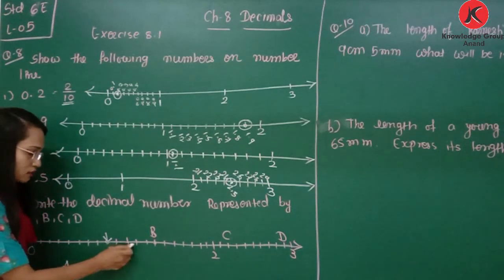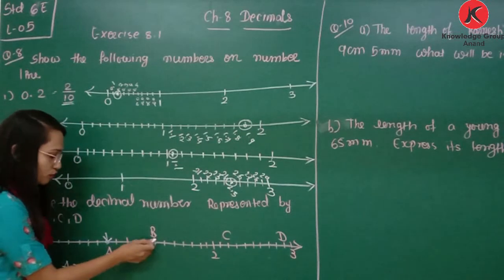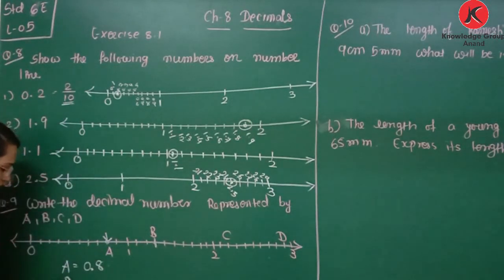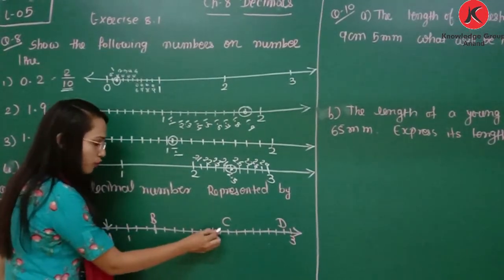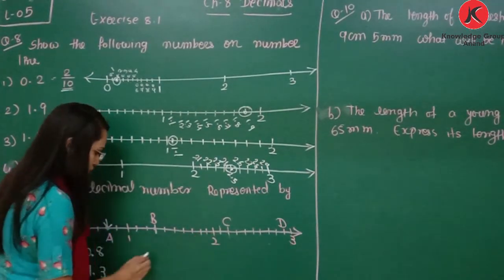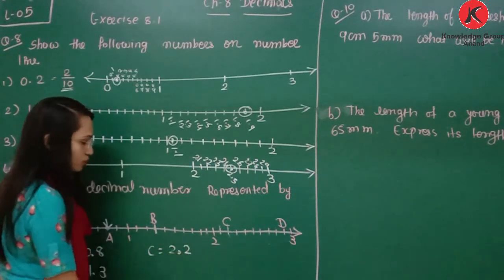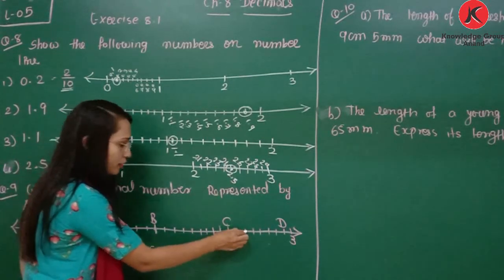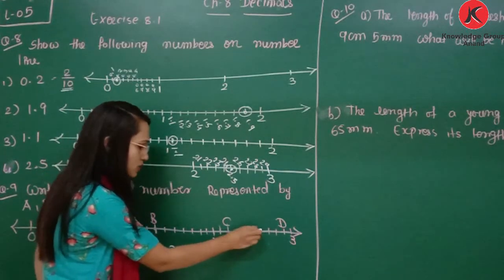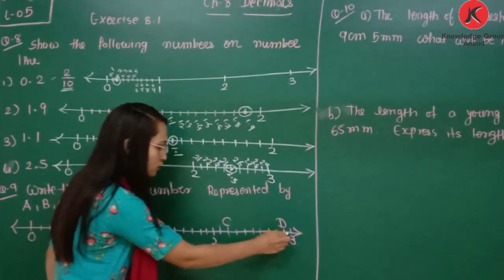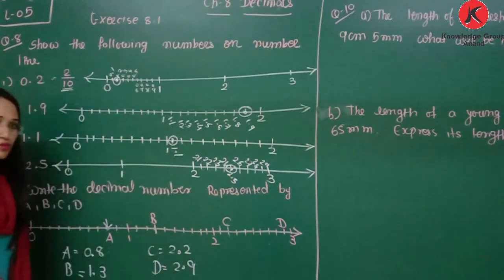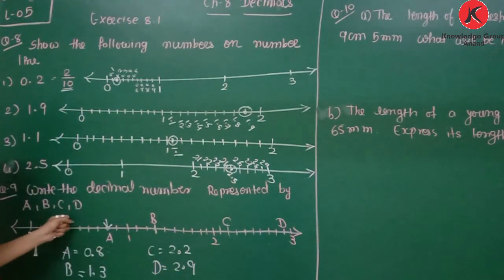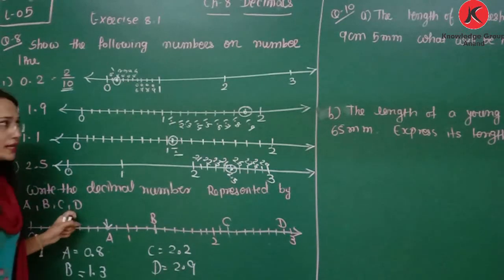Now after 1: 1, 1.1, 1.2, 1.3. So B is 1.3. Now C is after 2. So here 2, 2.1, 2.2. So C is equal to 2.2. Then 2.3, 2.4, 2.5, 2.6, 2.7, 2.8, 2.9. So D is 2.9. So these are the alphabets represented on the number line.